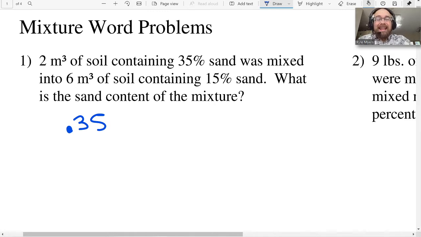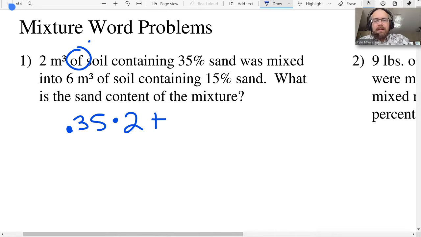So 35%, aka 0.35. So 35% of 2. That's what that is, right? Of means multiply. Of means multiply. So 2 meters of soil containing 35%. So 35% of 2, right? So that's going to be a certain amount. That's going to tell us how much of the 2 is actually just sand, right? And then what we're going to do with that is add that to the other amount.